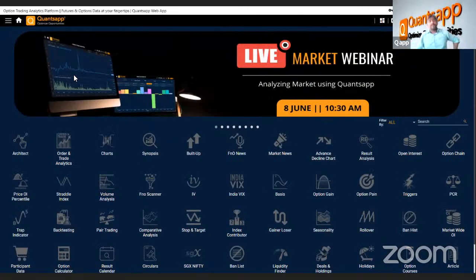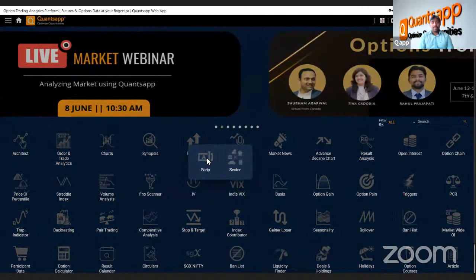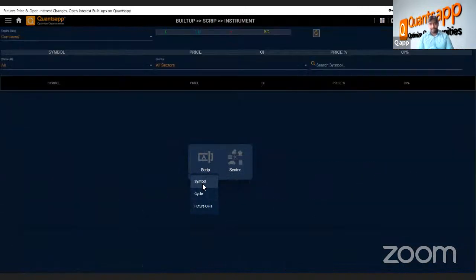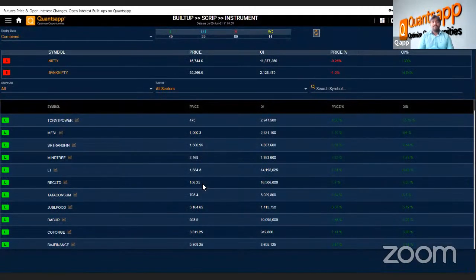One more thing, whenever we are doing an intraday trade specifically, it's always better to see the overall picture of the market. You can check the build up, specifically where the market and the overall sentiment are trading. So if you go to the build up tool, we can check what the market breadth is.